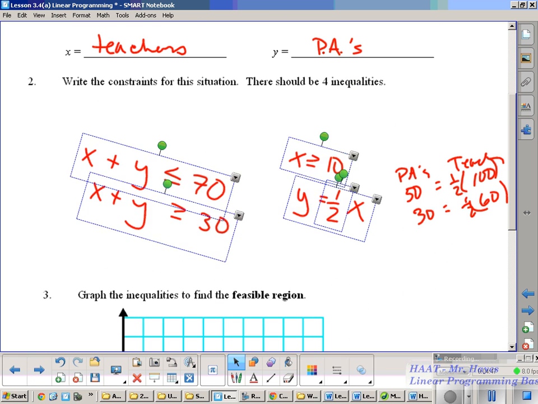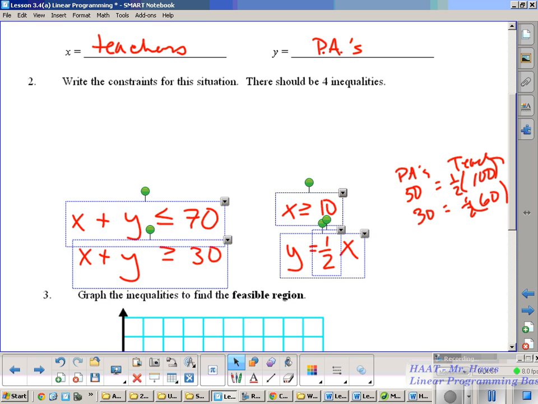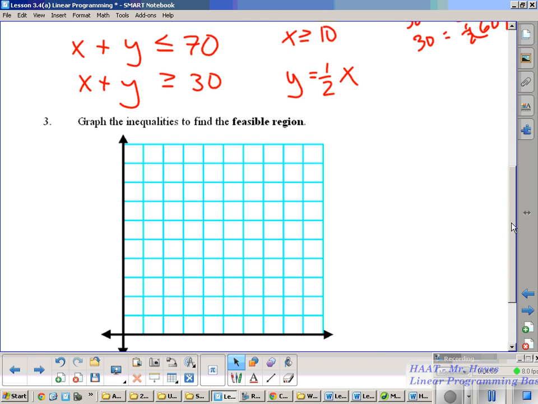All right, so these are going to be the 4 constraints that we're moving. And we're going to graph these things down here. Now, first thing you have to ask yourself is, why did Mr. Hayes not label his axes? The reason why Mr. Hayes did not label his axes is because that's your job.